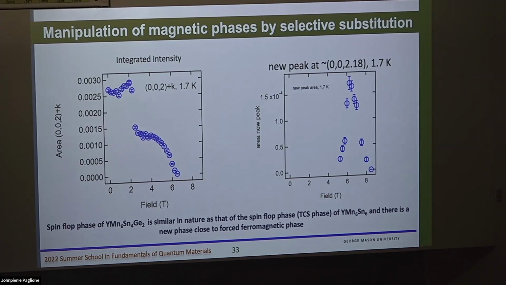Another thing that she found is that the spin flop phase here looks very similar, at least in the neutron data, to the parent compound. And then some sort of nucleus appears around 6 Tesla just before entering the ferromagnetic phase. So although this looks similar, the transport properties are completely different, right? That means that this spin flop phase, although maybe a spiral state, can be different. And how different? We don't know that.